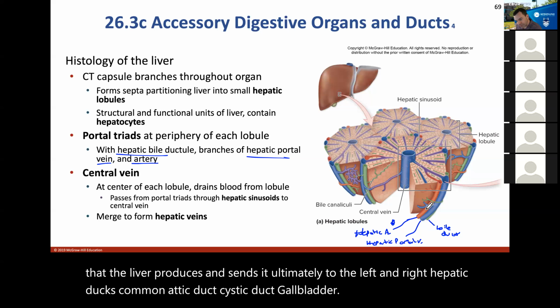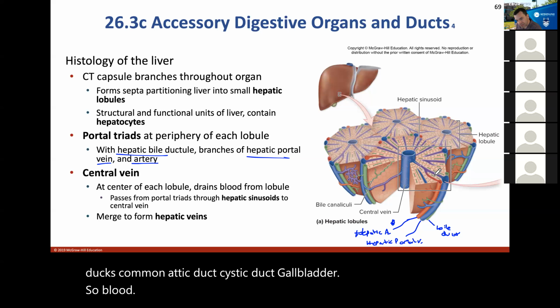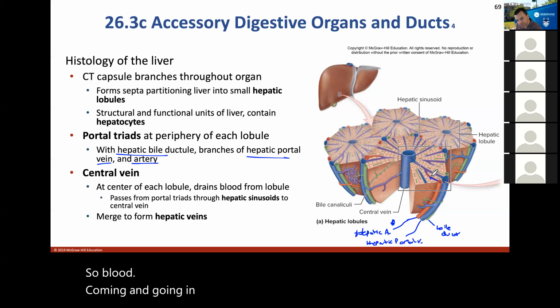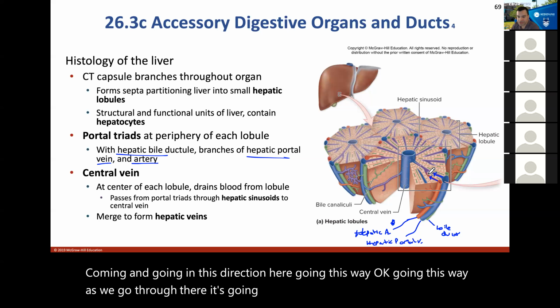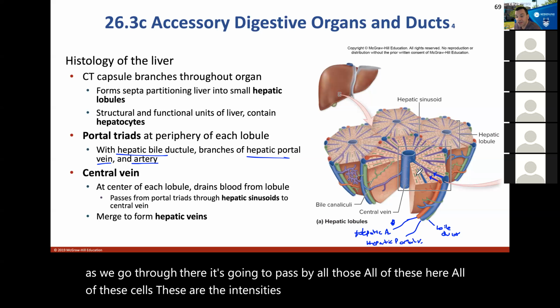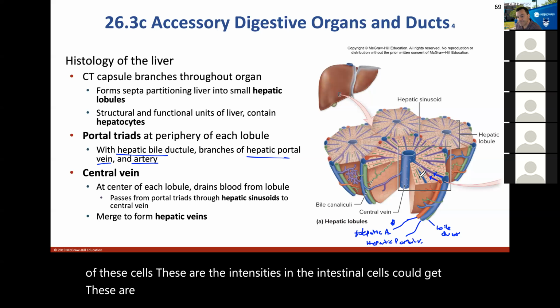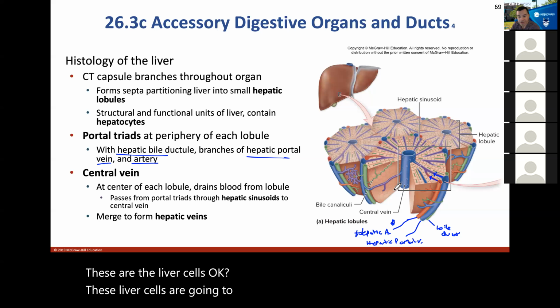So blood is coming in and going in this direction here, going this way. As we go through there, it's going to pass by all of these cells. These are the intestinal cells. These are the liver cells, okay? These liver cells are going to do all their thing, process the nutrients, clean the blood, and so on.